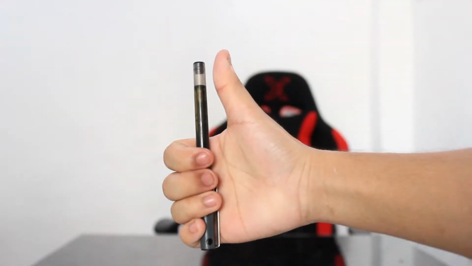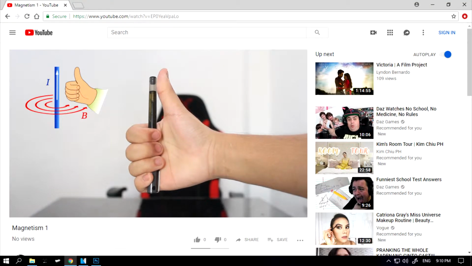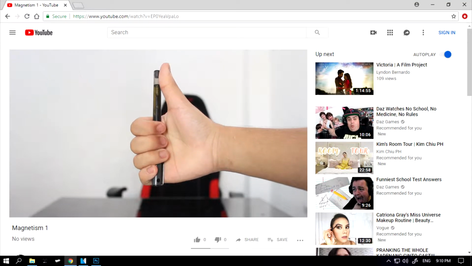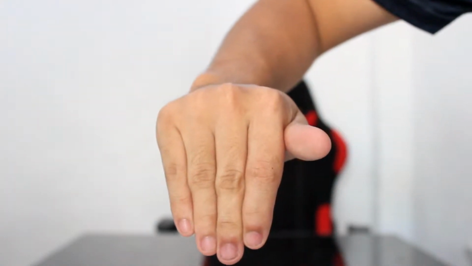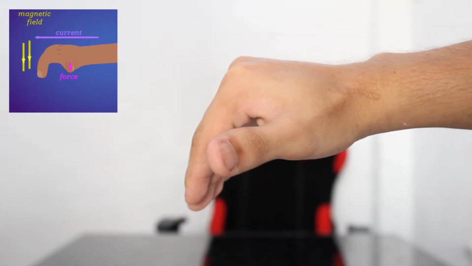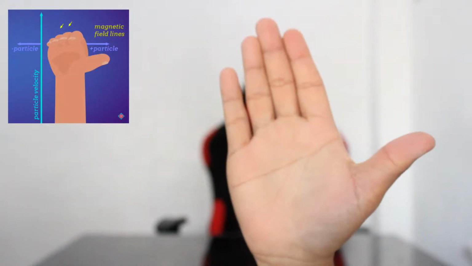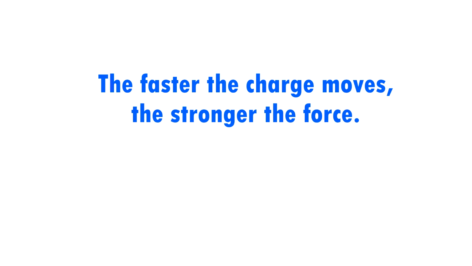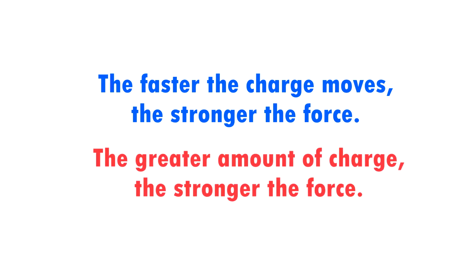First, right hand rule. An electric current produces a magnetic field. Second, right hand rule. The direction of the force from a magnetic field on a current running through a wire will be perpendicular to both the magnetic field and the current. Third, right hand rule. The direction of your thumb is opposite with the direction of the force. The faster the charge moves, the stronger the force. The greater amount of charge, the stronger the force.